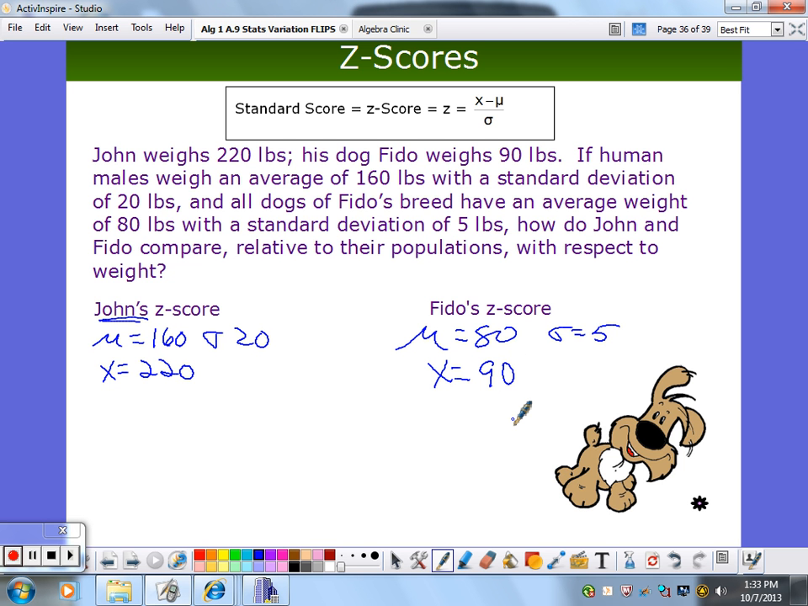Now if you look at it, my basic question is, how do they compare? I want to know who's fatter. Well, basically that's what I'm asking. Now they're both overweight, right? Now 10 pounds doesn't seem like a lot. For a human, 10 pounds, it's not great, but it's not terrible. For a dog, and especially if it's a smaller breed, it's not a lot.